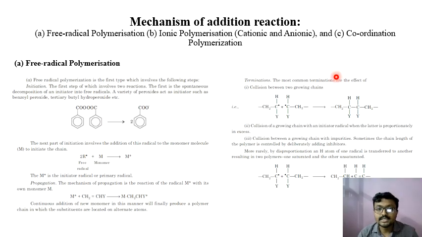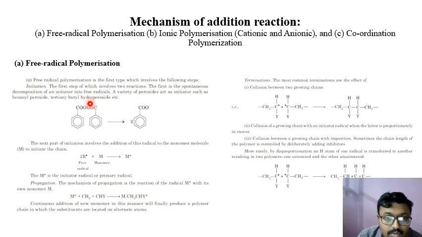Okay, now we'll discuss the mechanism of addition polymerization reaction. There are three different types of mechanism: free radical polymerization, ionic polymerization, and coordination polymerization reaction. In ionic there are two types: cationic and anionic. So first we'll discuss free radical polymerization.